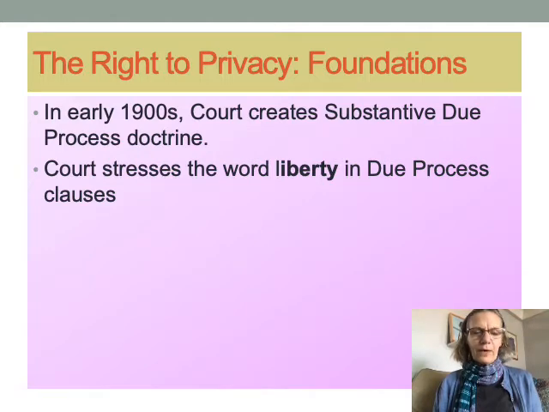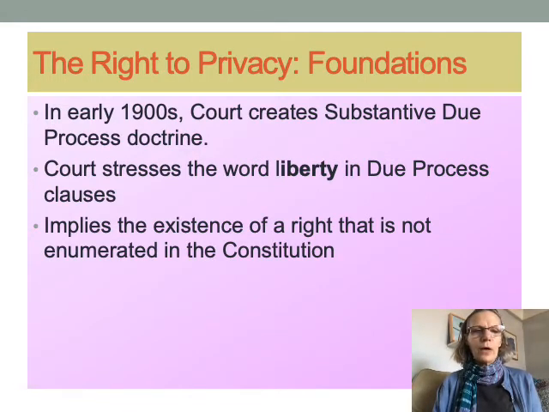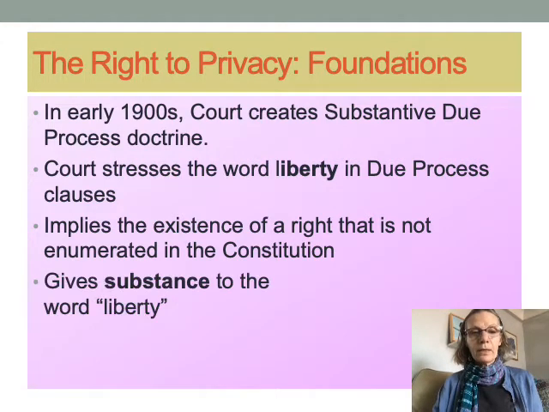Well, when it comes to finding liberties that aren't explicitly stated in the Constitution, the Due Process Clause has been used because it has the word liberty in it. And so the substantive due process doctrine basically implies the existence of rights that are not enumerated in the Constitution, because it provides an expansive understanding of that word liberty.